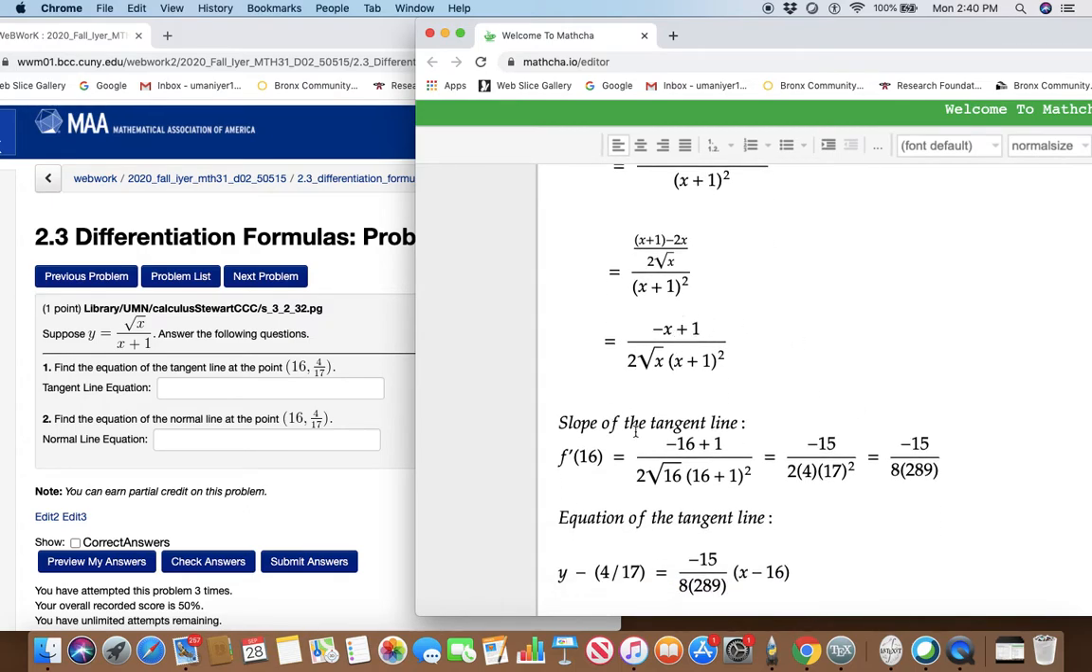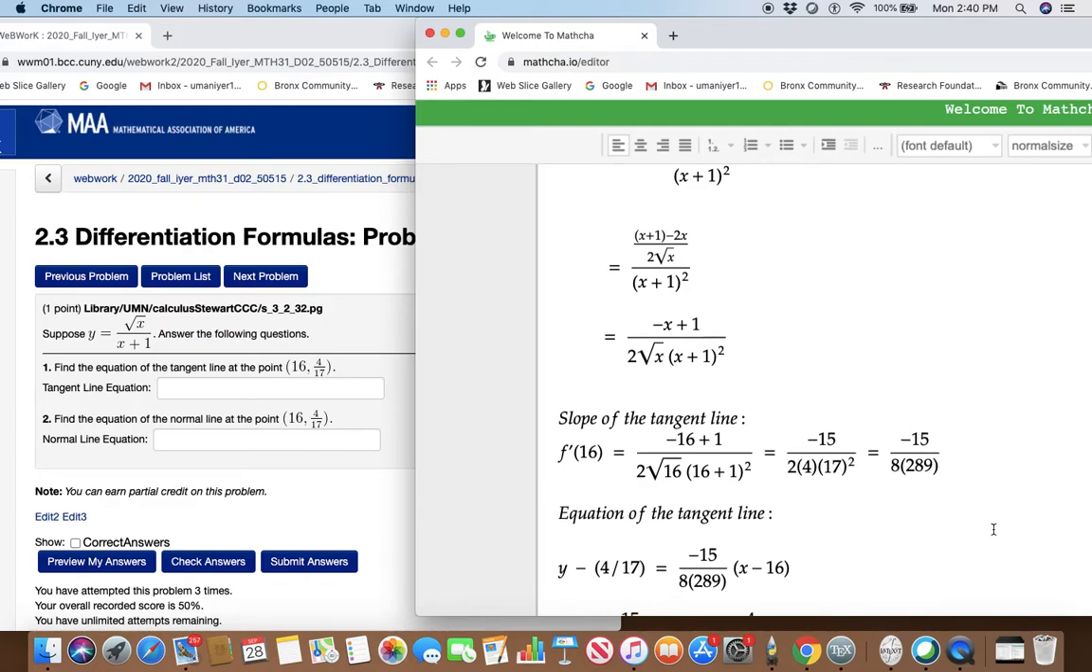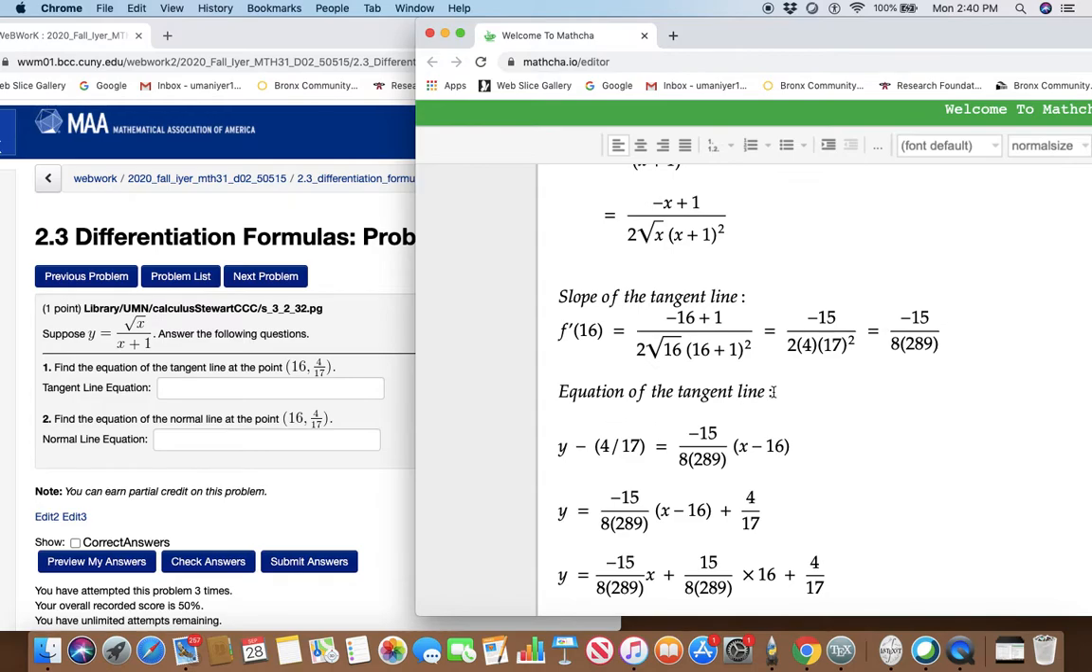At this stage, I can find the slope of the tangent line. Plug in 16 because that's my x coordinate. Plugging in 16, I get negative 16 plus 1, negative 15. 2 times square root 16 is 4. 16 plus 1 is 17 squared. Negative 15 over 8 times 289, because 17 squared is 289.